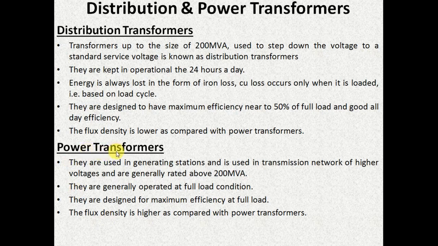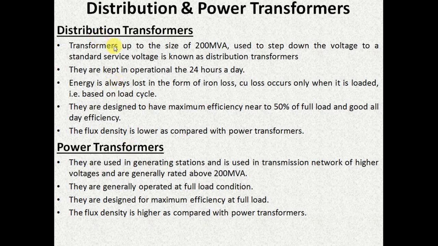These power transformers are generally used in generating stations and in transmission networks of higher voltages. Higher voltage ratings are mainly from 33 kV to 400 kV, and their power ratings are always greater than 200 MVA. These power transformers are always operated at full load condition. Therefore, these transformers are designed to have maximum efficiency at 100% of full load.